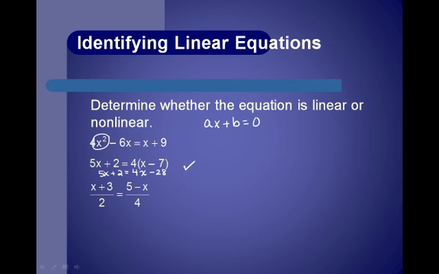We know we've only got an x on both sides, and the x is to the first power. Therefore, that one will be a linear equation. This one, you notice we've got an x on both sides, but do you see how this one has an x in the denominator? That means it's not going to be a linear equation, because to be linear it has to have one variable, and that variable has to be to the first power.